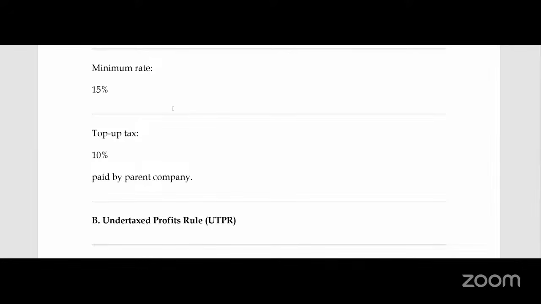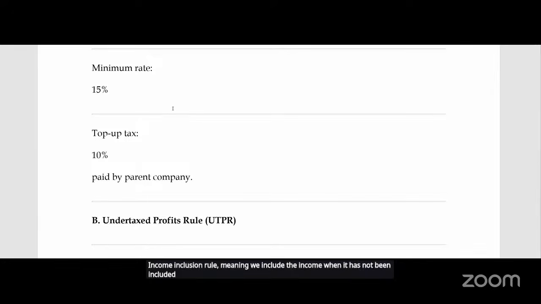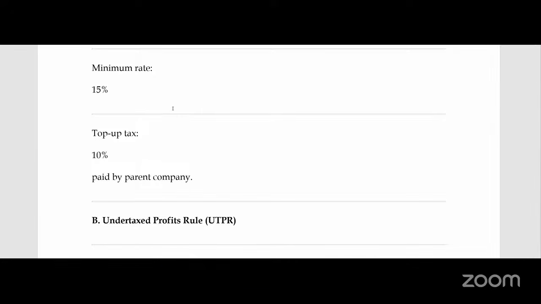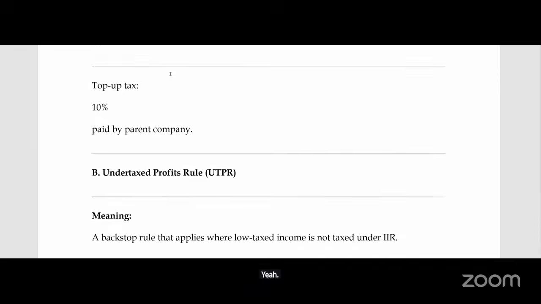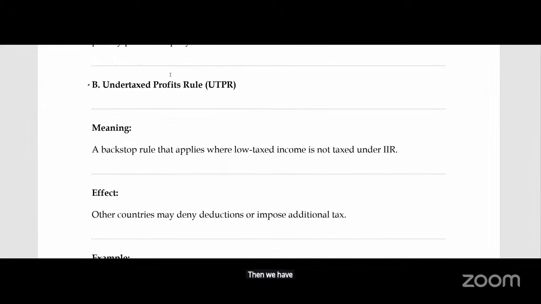Income inclusion rule, meaning we include the income when it has not been included. It makes a way where there's no way: where there's 5%, it will add an extra 10 to it. Do you understand? But before we can apply all this, you must have made revenue of about 750 million euros. Then we have the undertaxed profits rule.